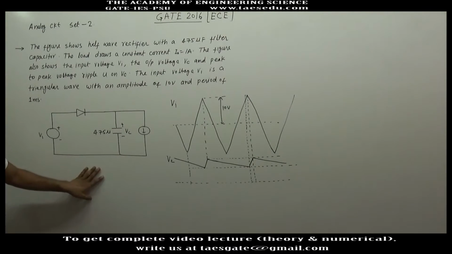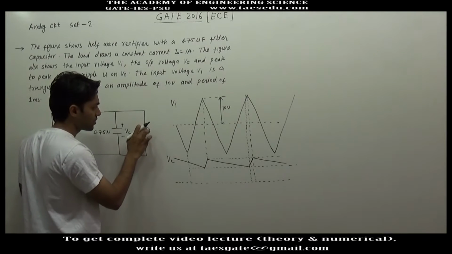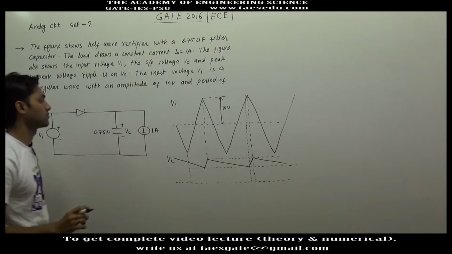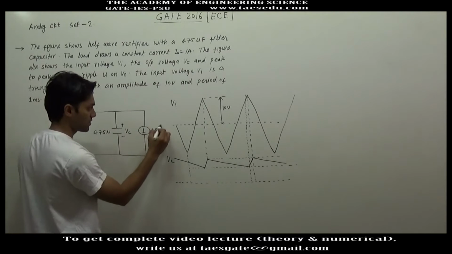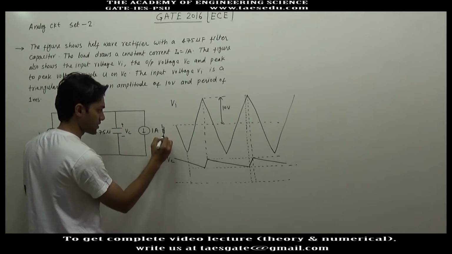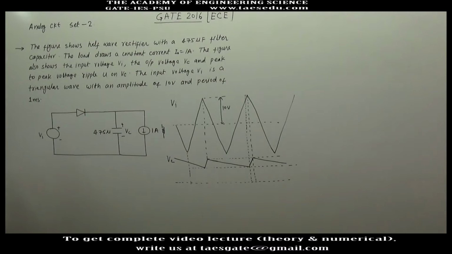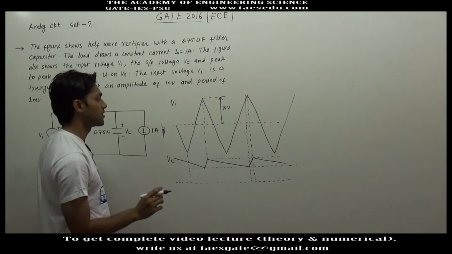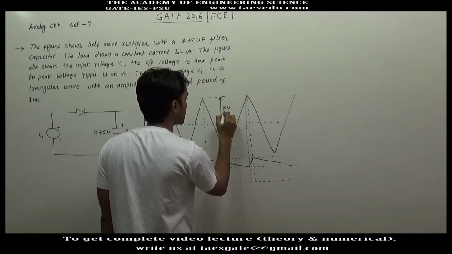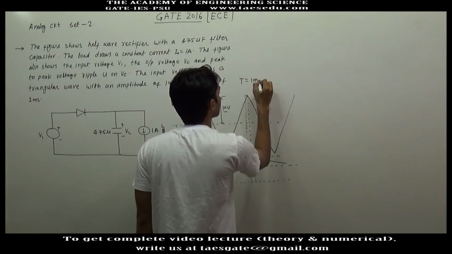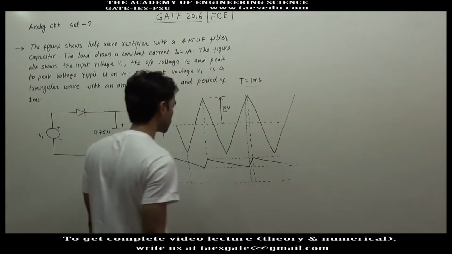This is a rectifier circuit in which the load current is assumed to be constant at 1 ampere. The load may be such that it has a high value of inductor, which will make the load current constant. So load current is constant at 1 ampere, and input voltage is a triangular wave of amplitude 10 volt and time period equal to 1 millisecond.